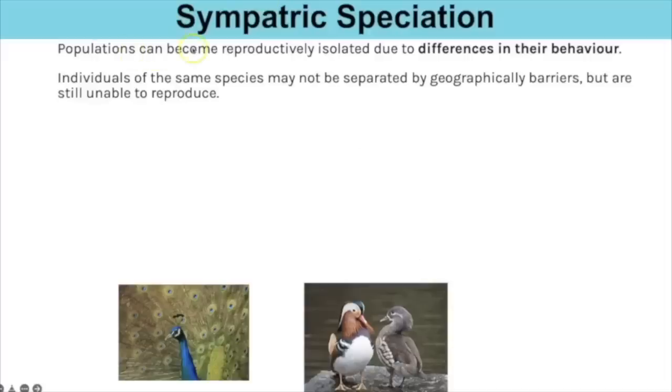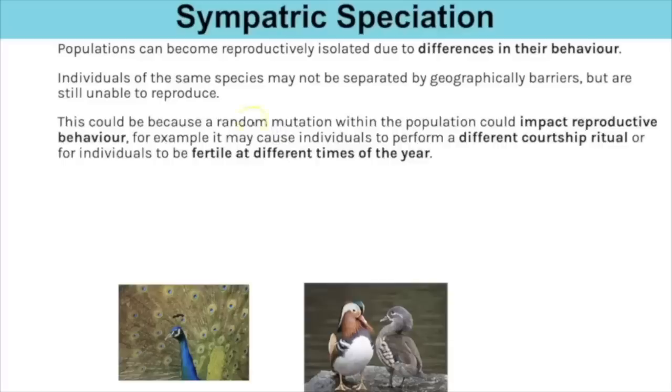Sympatric, we said, is when the populations become reproductively isolated, and this is due to differences in their behaviour. So they are not geographically isolated, they are in the same area, but they still won't reproduce. This could be because a random mutation has impacted the reproductive behaviour. So for example, it might cause individuals to perform a different courtship ritual, or maybe they now become fertile at different times of the year.